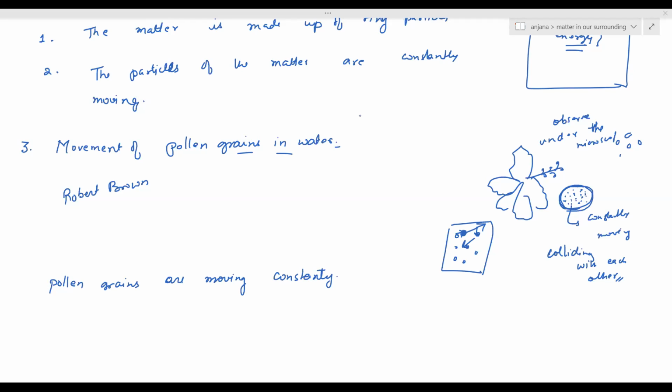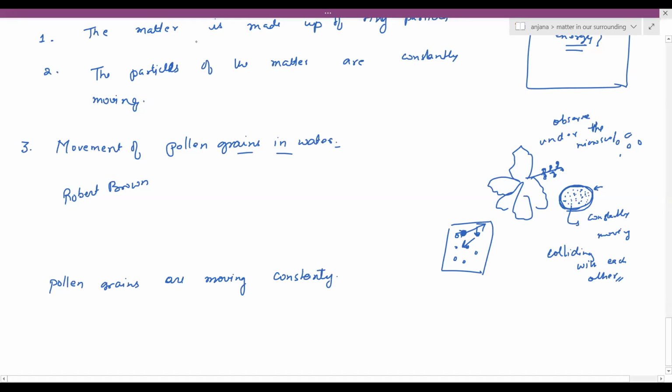Now, why is this happening? When these pollen grains are present on the flower, they are not moving constantly. They are present at the tip of the flower. But the moment you put them on the surface of a drop of water, they start moving in a random motion and show Brownian motion. Why is this happening? Can anyone tell me what is happening here?